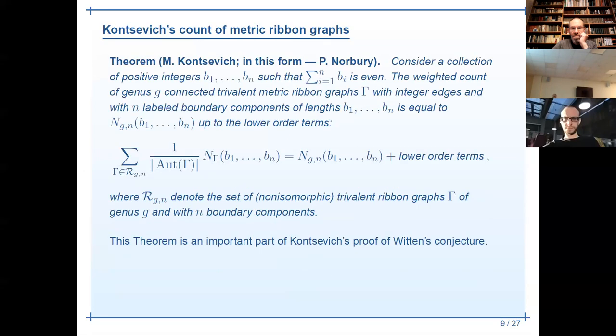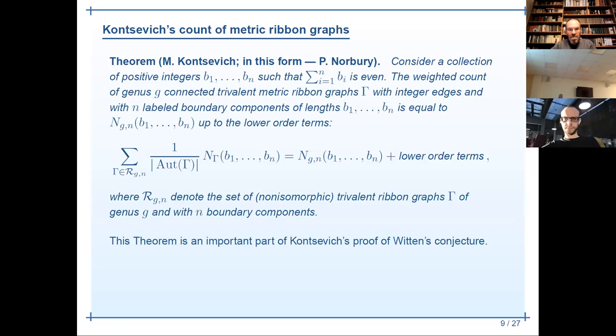And so the answer is given by a theorem, a version of which was stated and proved by Kontsevich, but in this particular form, this reformulation is due to Norbury. So, suppose that we consider a collection of integers such that their sum is even. We have to impose some conditions on the lengths. We have to impose this condition on the sum of the boundary components, because the sum of the boundary components follows all edges twice. So every edge appears twice in the sum. That's why I have to impose this condition.